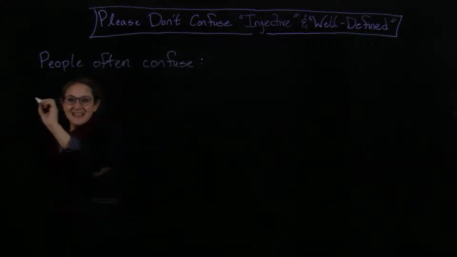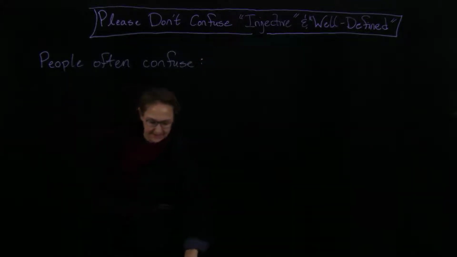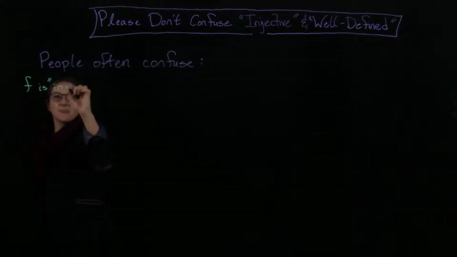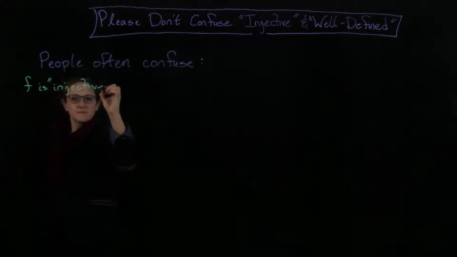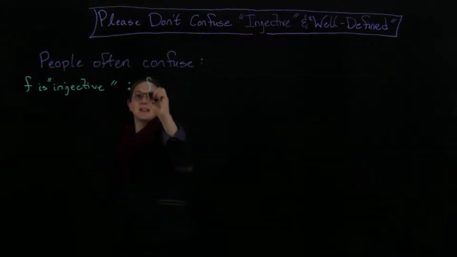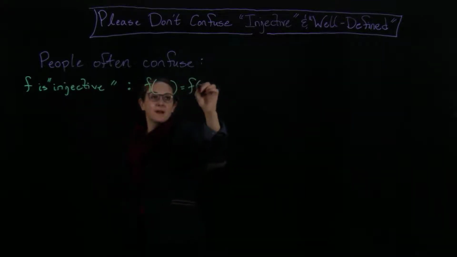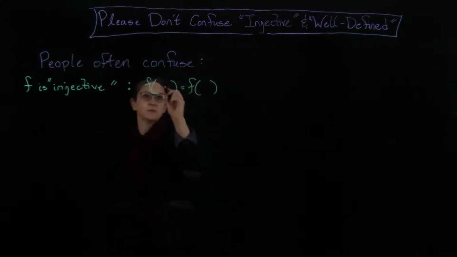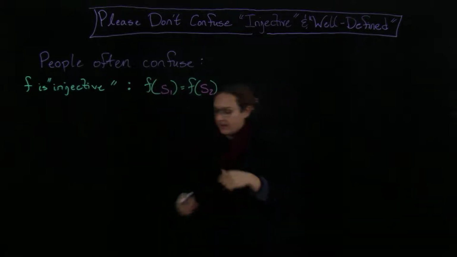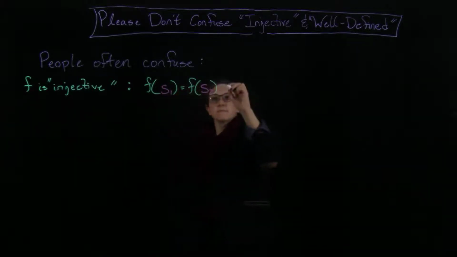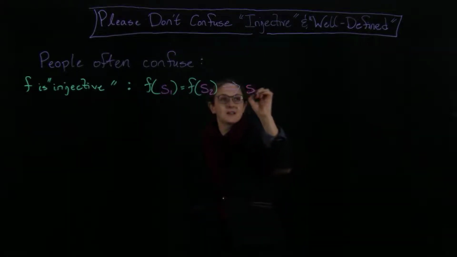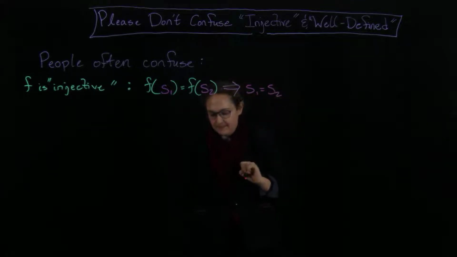So we have injectivity. F is injective. And what does it mean for F to be injective? It means that if I get the same output for two inputs, so if F of S1 equals F of S2, then I know that all along S1 was the same thing as S2.